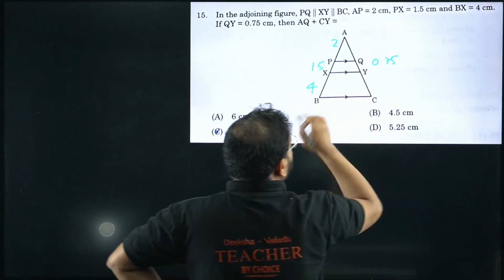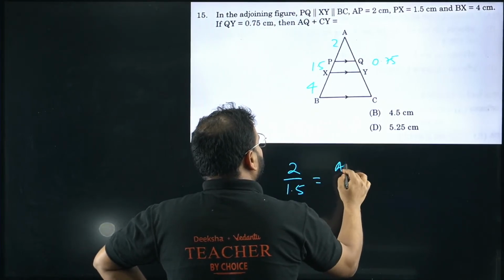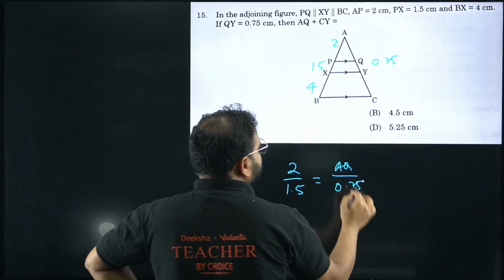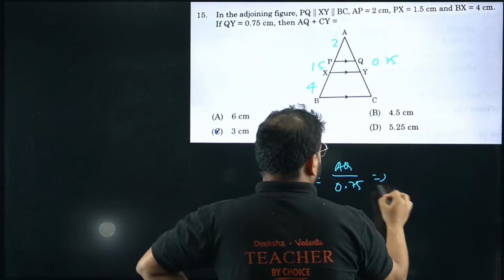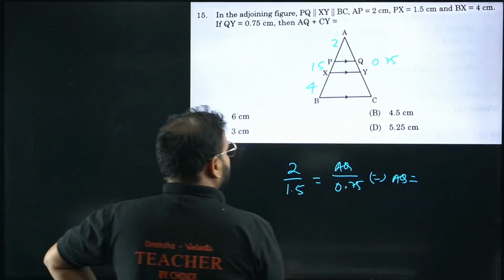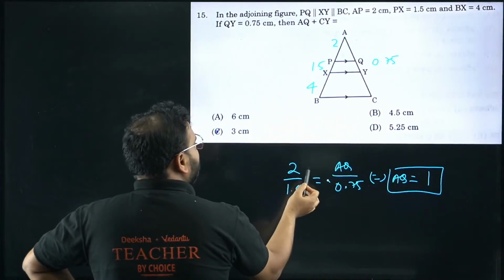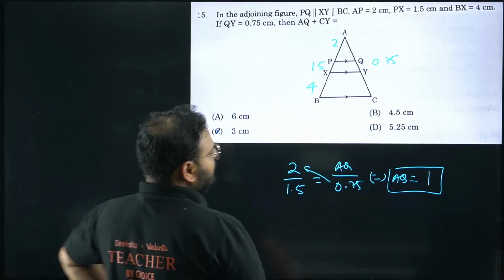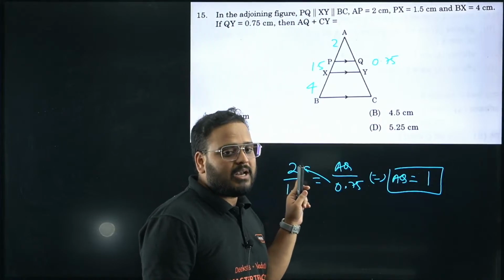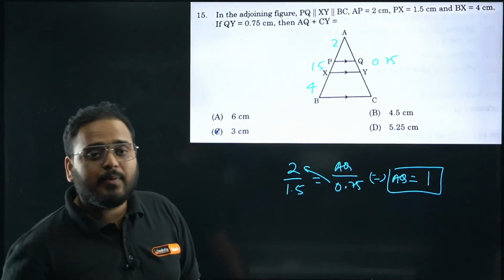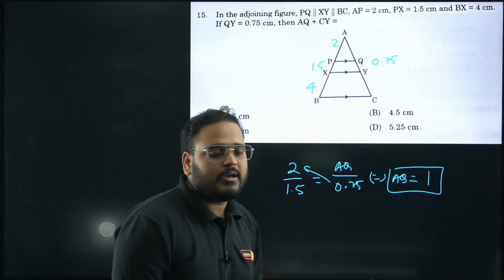Let's find AQ first. So we know one thing for sure: 2 by 1.5 will be equal to AQ by 0.75. Correct, right? So have a look. I get from here AQ equals, please check, it will become 1 only, sir. Because if I take this 0.75 on this side, it becomes multiplied by 2, so 1.5 by 1.5 will be simply 1. Okay, so simply 1.